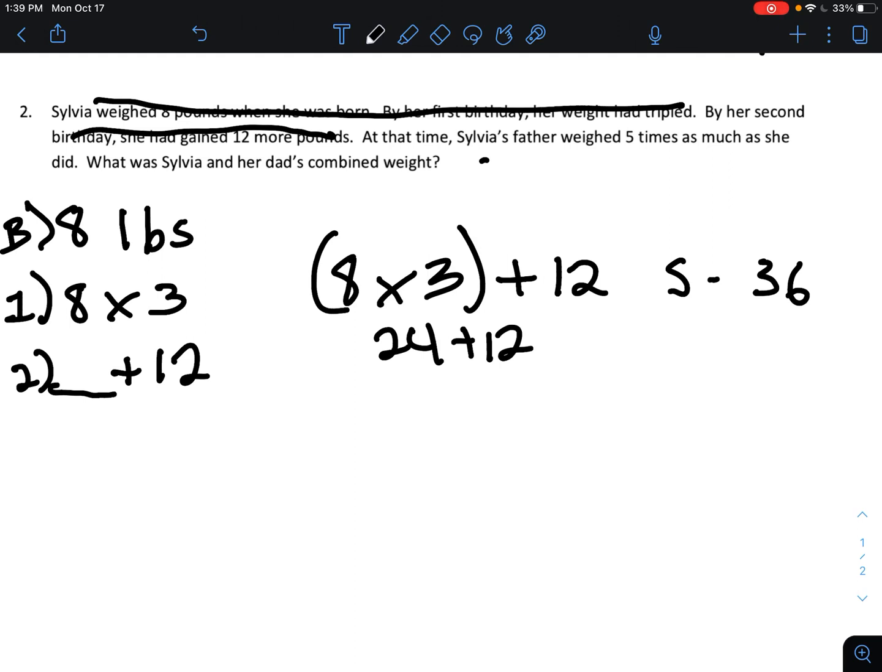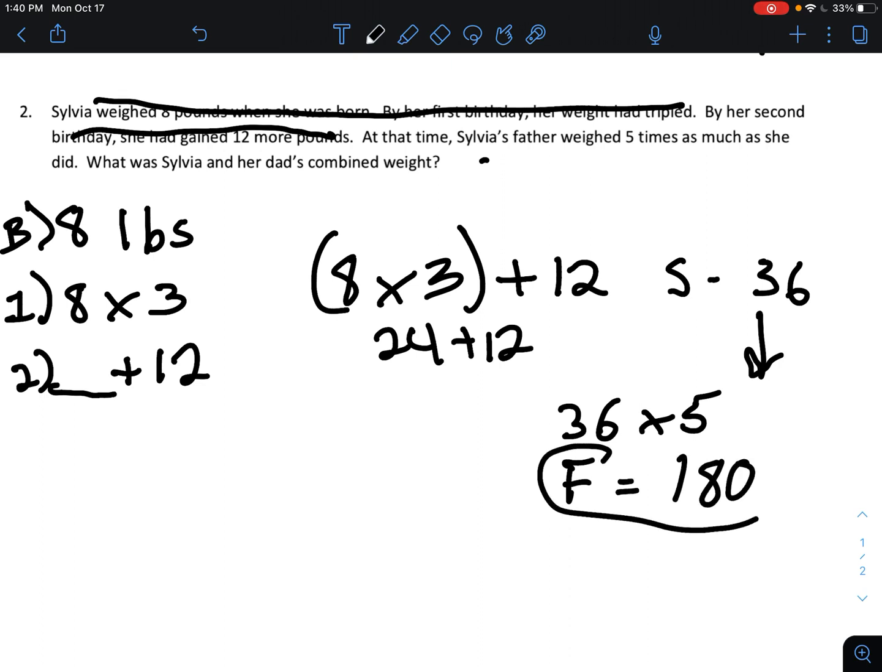At that time, Sylvia's father weighed 5 times as much as she did. All right, so how much? If Sylvia's father weighed 5 times as much as Sylvia did at 2 years old, how much does Sylvia's father weigh? All right, so hopefully you took Sylvia's weight and multiplied it by 5. And that should give you that the father weighs 180. So now we know the father's 180, Sylvia's 36, right? So next step is complete.